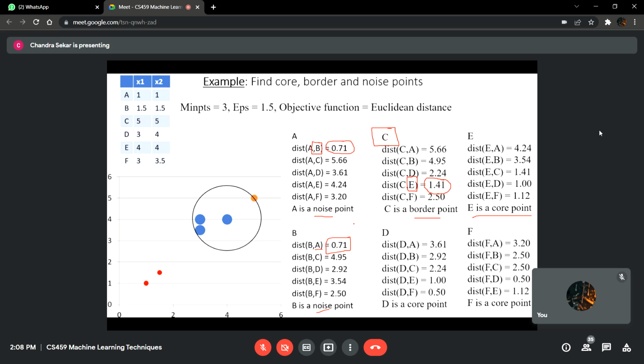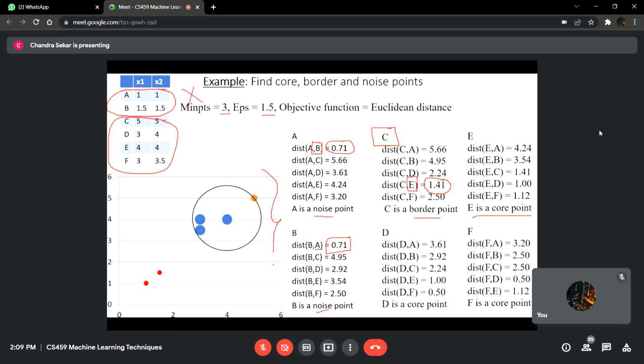So the solution for this problem is that for this given data set, A and B will be the noise points, and they will be discarded. And the remaining points C, D, E, and F will be forming one single cluster. That is the conclusion of this problem for this given input. So this is the cluster for this given input. When min points and epsilon change, then the clustering output also will change.